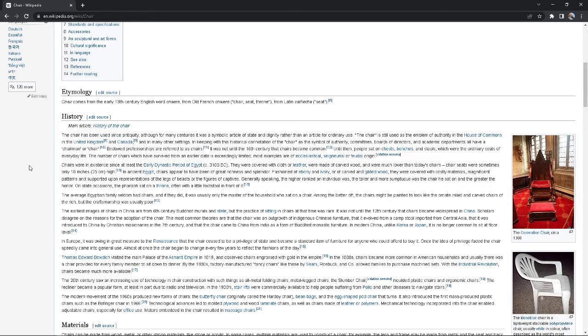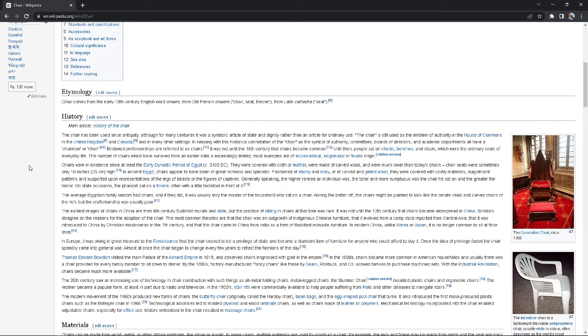The average Egyptian family seldom had chairs, and if they did, it was only the master of the household who sat on a chair. Among the better off, the chairs might be painted to look like the ornate inlaid and carved chairs of the rich, but the craftsmanship was usually poor.